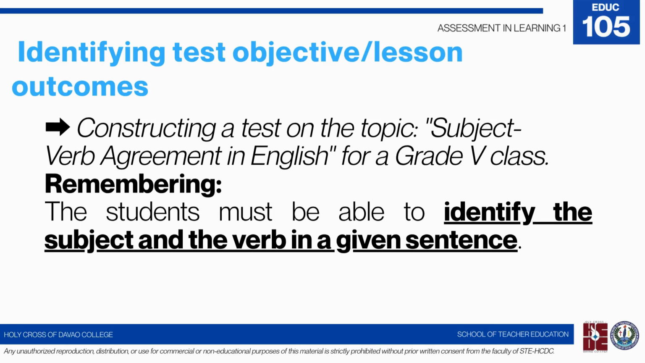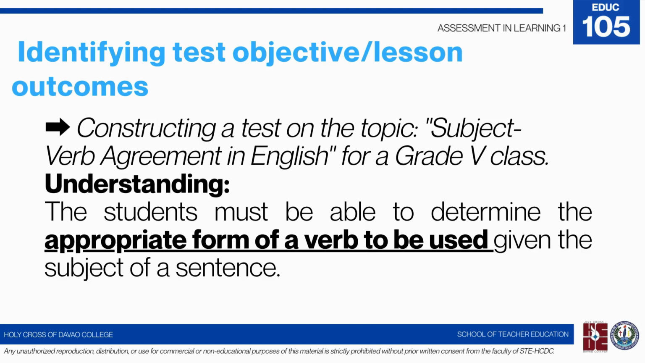First, start with here. We have a learning objective that says the student must be able to identify the subject and the verb in the given sentence. This will only fall in the remembering skill of the learner because this only focuses on the recall of basic knowledge. Here we have, in the understanding level, the student determines the correct form of the verb based on the subject. So this measures now a comprehension.